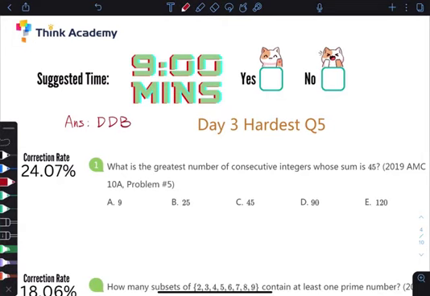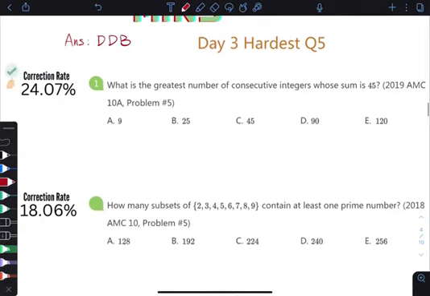Alright, let's get started. The first one: what is the greatest number of consecutive integers whose sum is 45? If you're really good at arithmetic, you're probably thinking about adding the integers from 1 to 9, and the sum is exactly 45. Oh, I should choose option A, and unluckily that is the wrong answer.